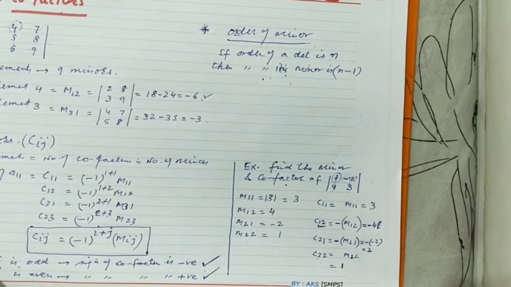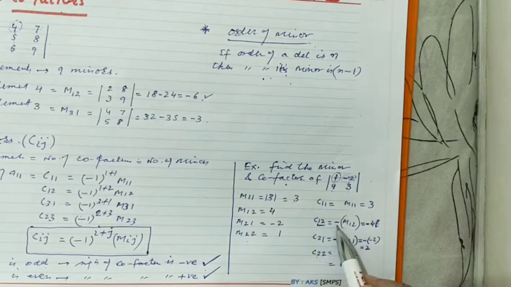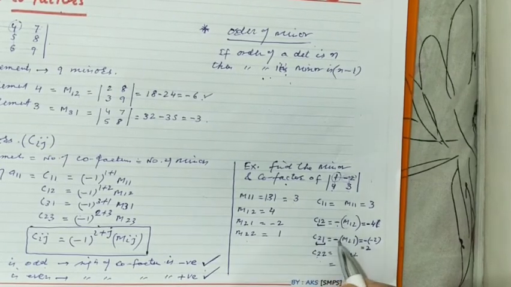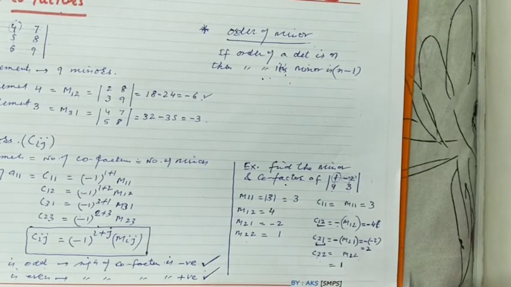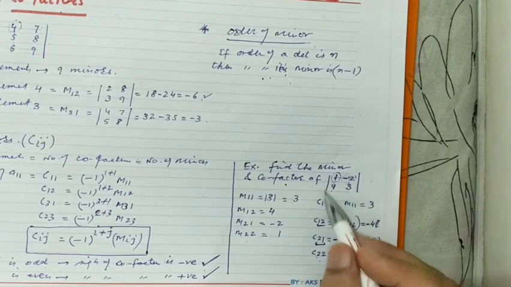If the sum of i plus j is odd, then you will write here a minus sign. It is odd, it is also odd. That's why we are writing here a minus sign. Note it carefully. Okay. One more example. It was a determinant of order 2.